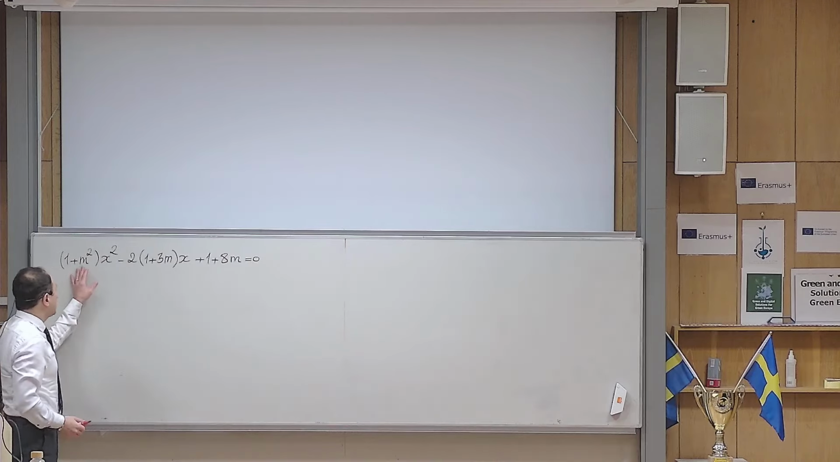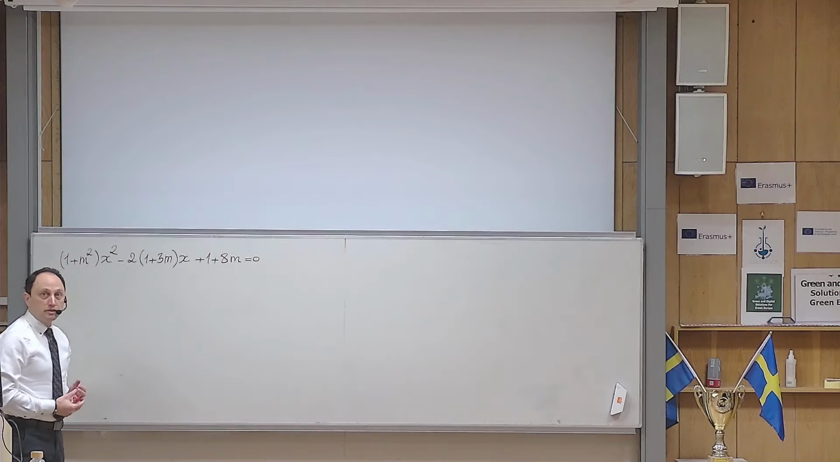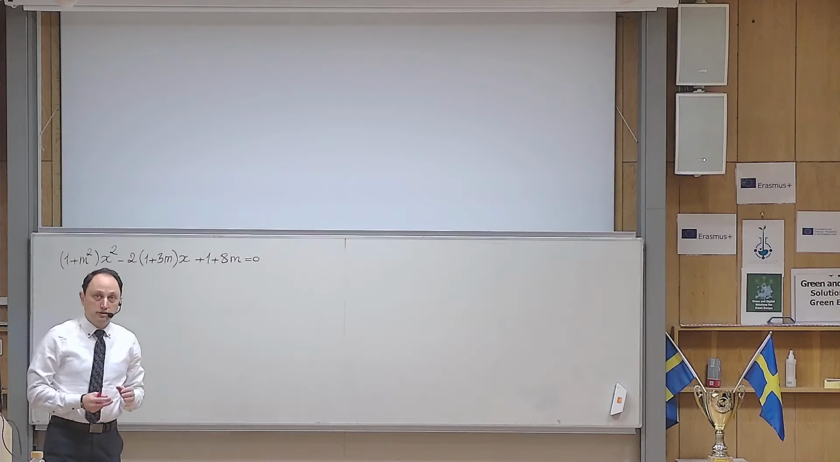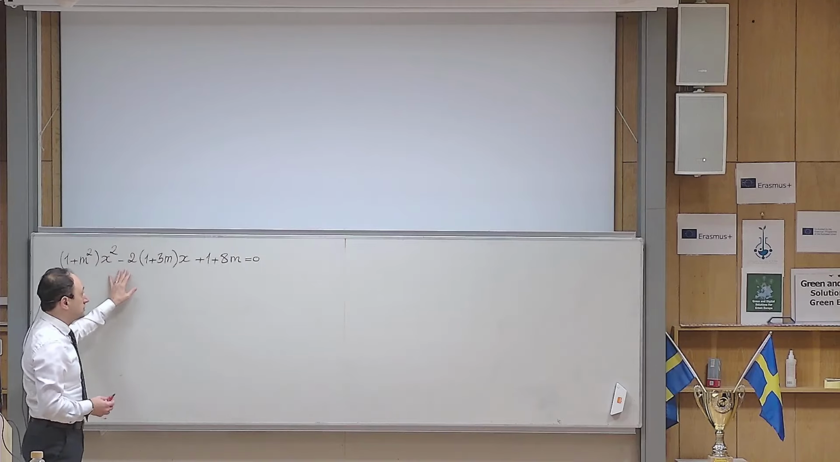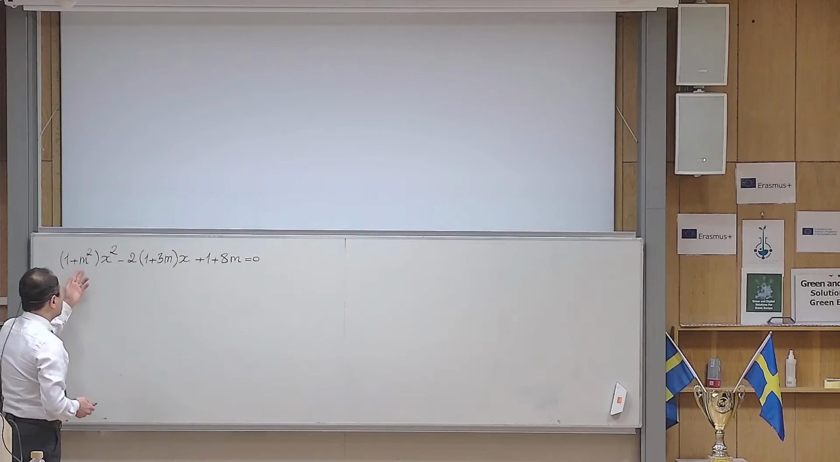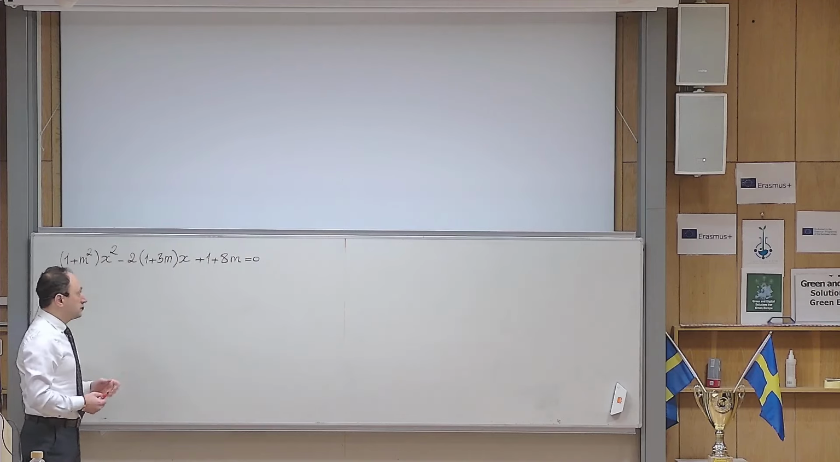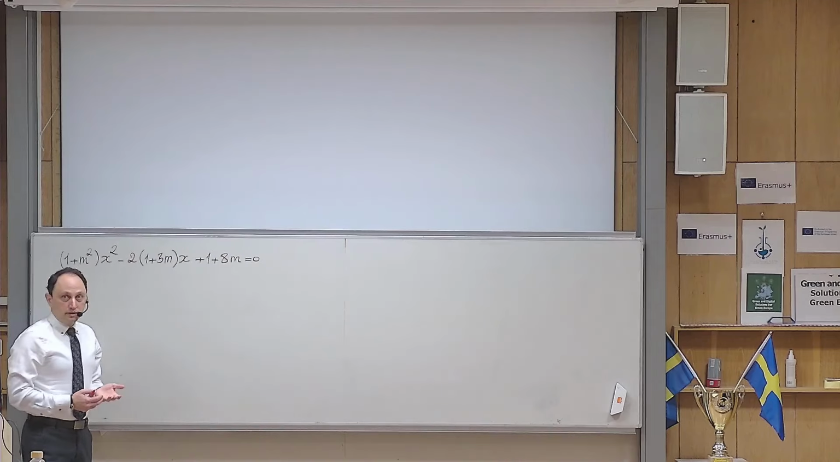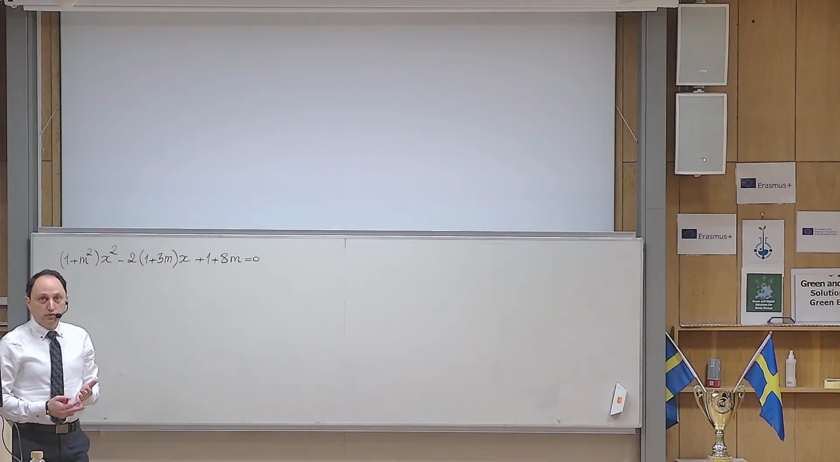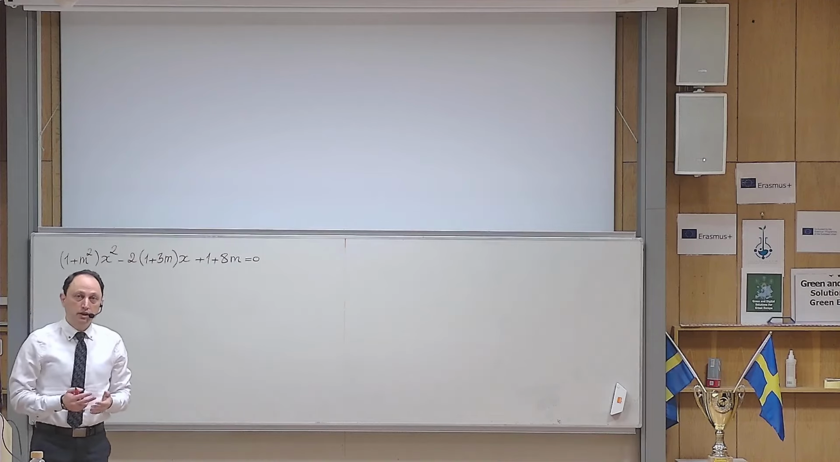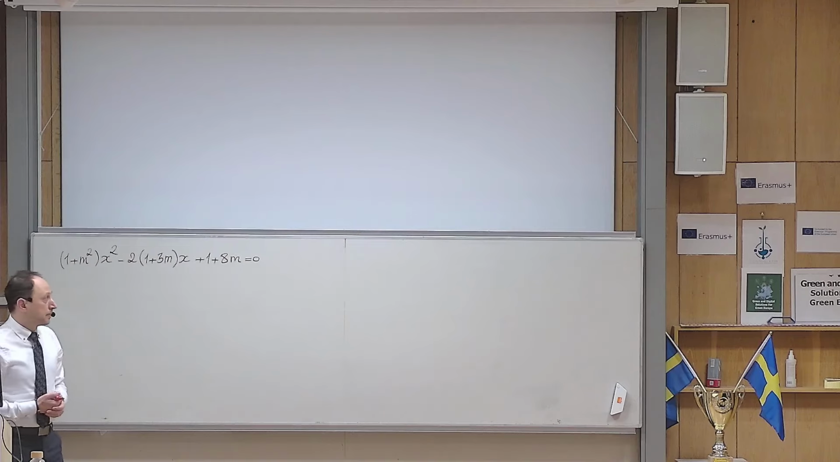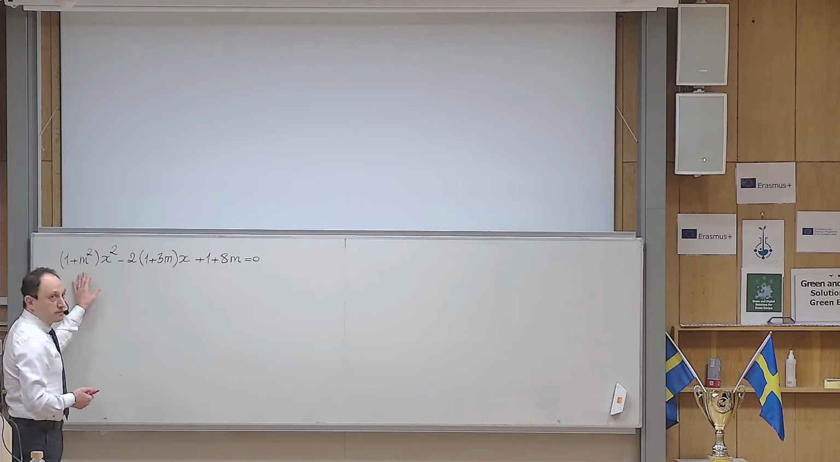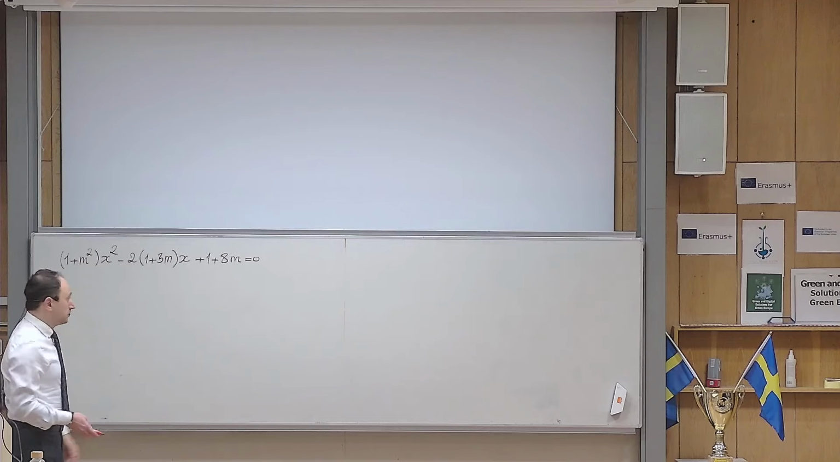So we want to fine-tune this parameter m in this quadratic equation so that this equation does not have any real roots. You know that a quadratic equation has three possibilities. Either it has no roots, or it has one single root, which we call the double root, or it has two roots. And what decides this is what is called the discriminant.